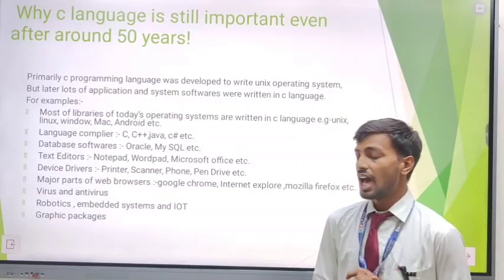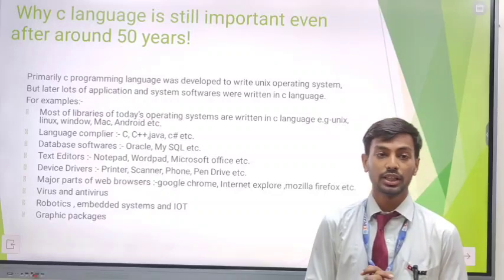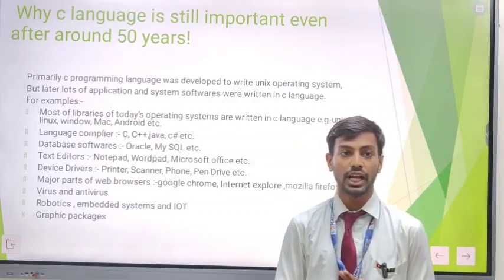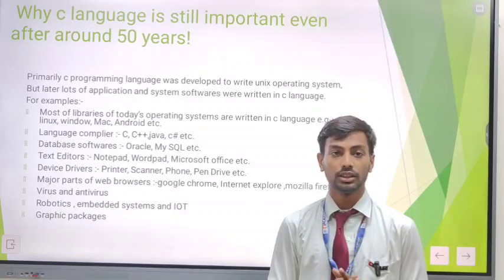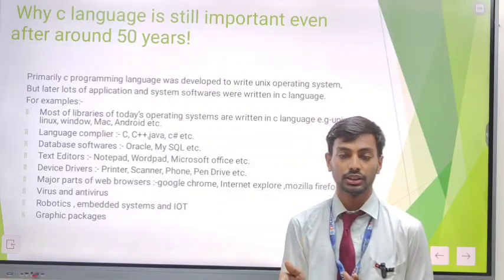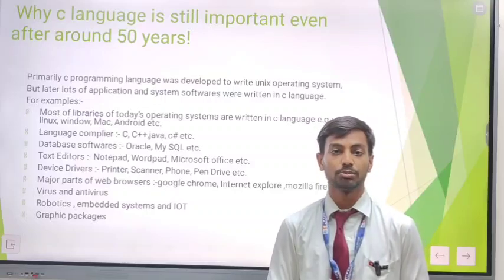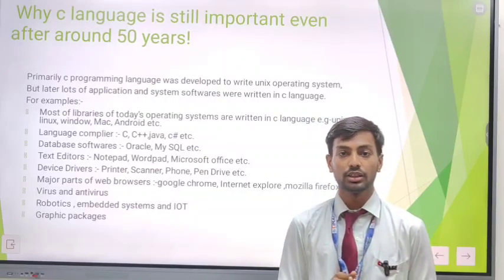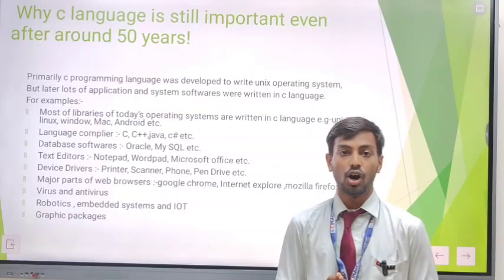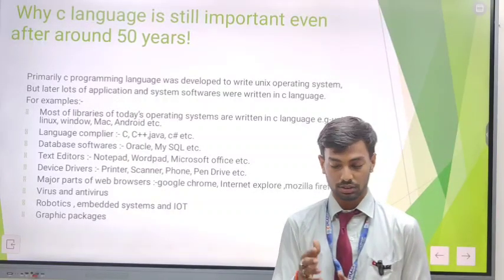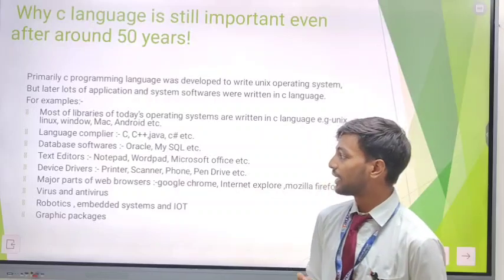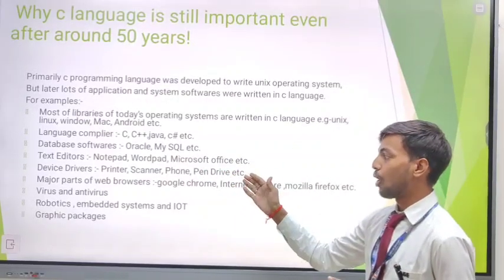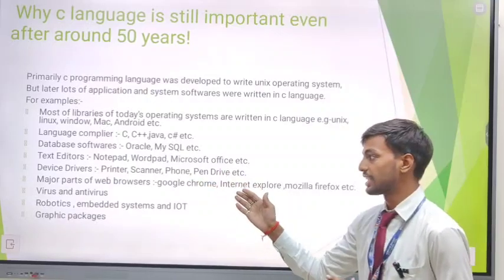the language compiler. As we all know, a computer cannot understand human language, so we convert it into machine language, and that is done by a compiler. The C, C++, and Java compilers are all coded in the C language. Moving ahead, text editors like Notepad, WordPad, Microsoft Office, etc. are also coded in the C language.